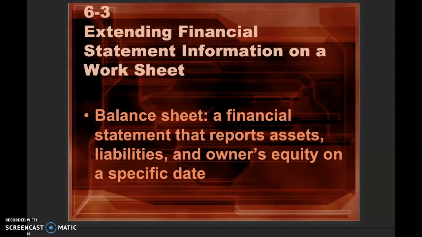So the accounts that get reported there would be things like our cash, accounts receivable, supplies, accounts payable, capital, and drawing. So if you think about that list, what do they all entail? That's pretty much all of our main accounts, our assets, our liabilities, and our owner's equity. So that's basically what our balance sheet is. It's a financial statement that reports those things: assets, liabilities, and owner's equity as of a specific date.